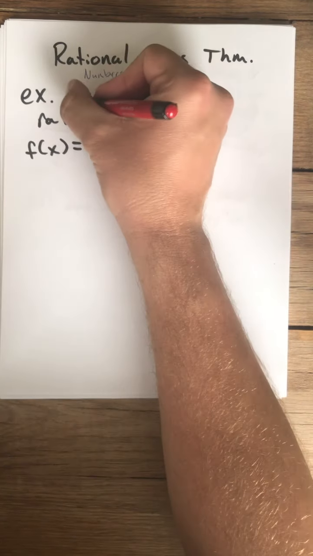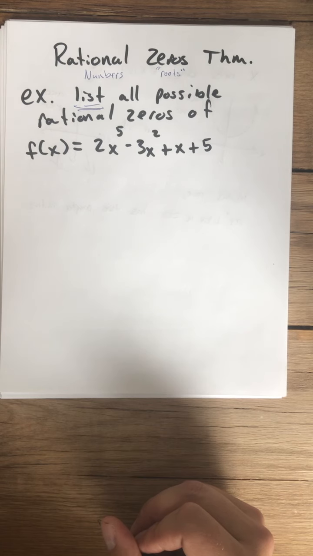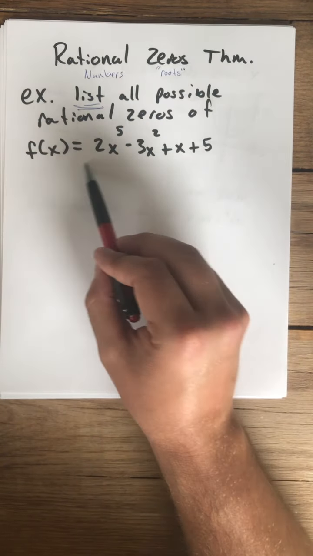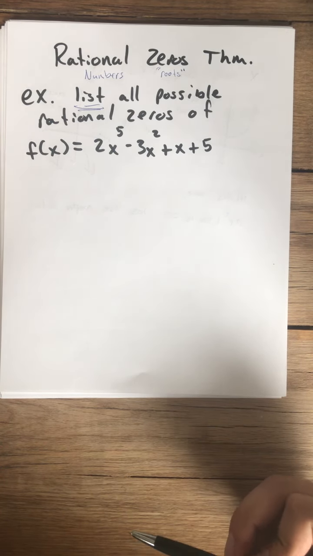We're just making a list. So we're not going to go through and do 20 rounds of synthetic division here. We just want to make a list of all the rational numbers that could solve the equation f of x equals 0. What that means on the graph is we're giving all possible real number x-intercepts.